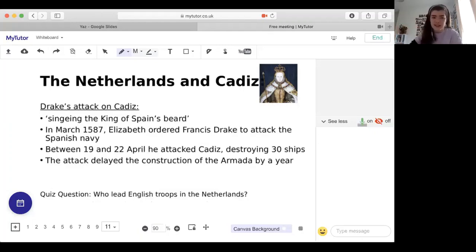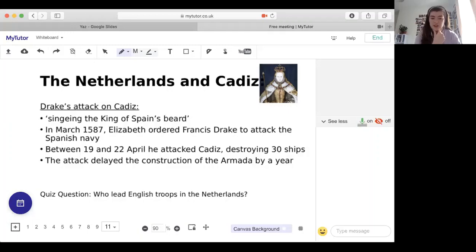So Drake's attack is called singeing the King of Spain's beard, because they basically come really close to actually getting the King of Spain. It's sort of like a warning shot. Since January 1586, Spain had been gradually building up its armada, Philip II's enormous invasion fleet, which comes on later on.